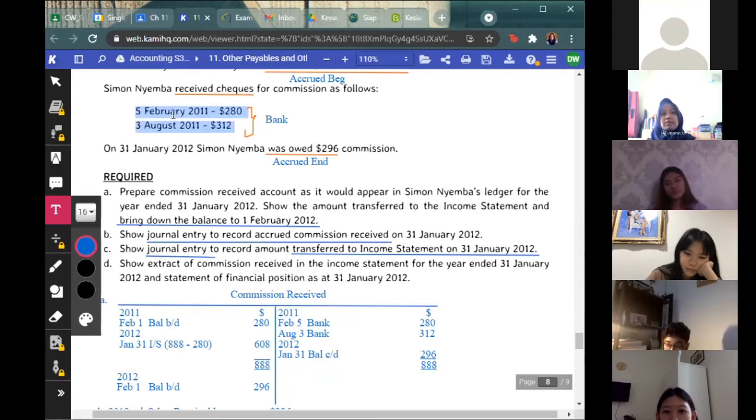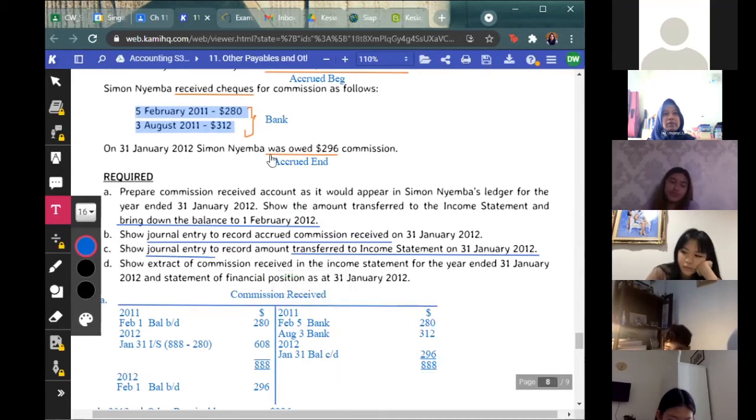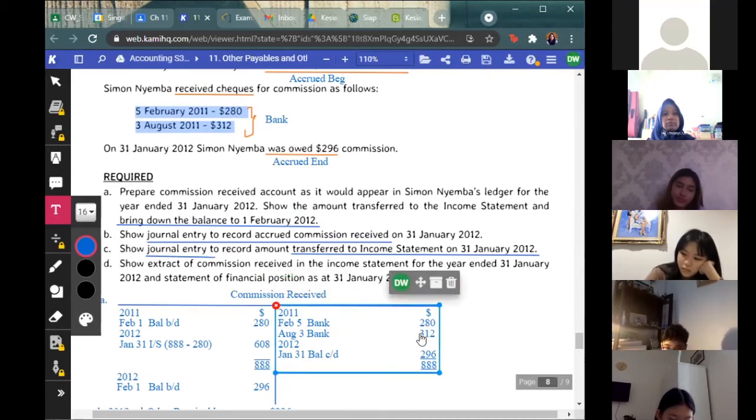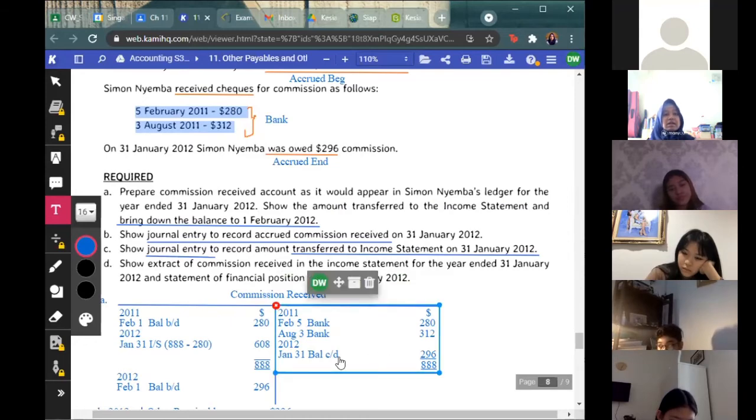If I'm given two dates, then I have to put the two dates inside. Do not combine them. So February 5th, I have bank. For August 3rd, also I have bank: 280 and 312. Next, I also have accrued at the end, 296. Accrued at the end is represented by balance CD in the credit side. So I put balance CD in the credit side like so.